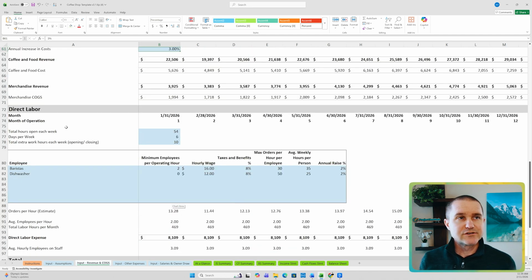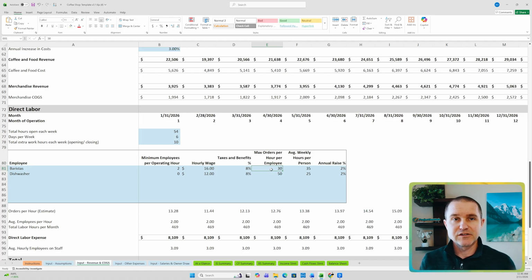All right, here's where you can enter in your direct labor. How many hours of direct labor are you going to need per week? How many days? And then extra hours to open and close. And then what we can set here is the minimum number of employees per operating hour. So we're saying we need at least 2 baristas. We're going to pay them $16 an hour plus 8% taxes and benefits.